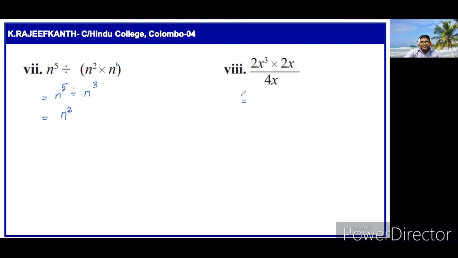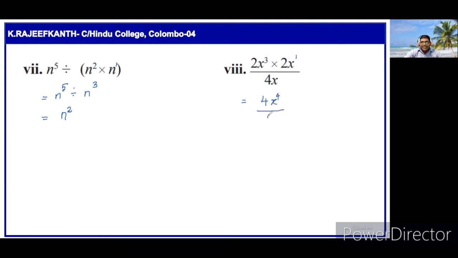The eighth one. Here 2x to the power of 3 times 2x over 4x. So first we should multiply these two powers. Here this is the power of 1. So 2 times 2, 4. x to the power of 3 into x to the power 1. Then here the bases are equal. Then we can add these two indices. Then x to the power of 3 plus 1, 4.